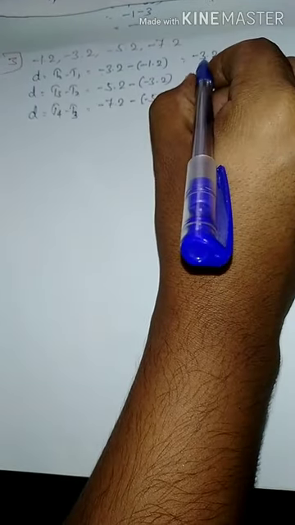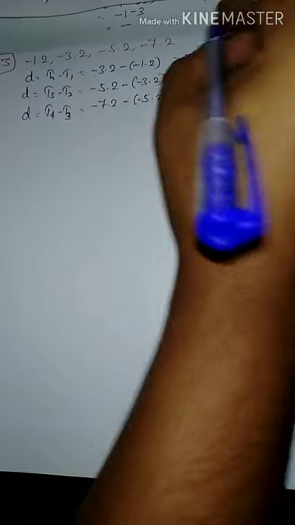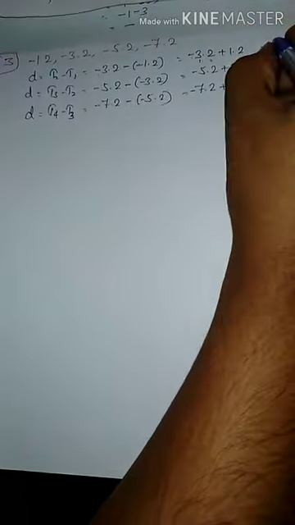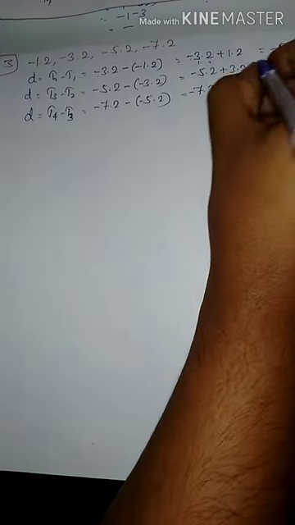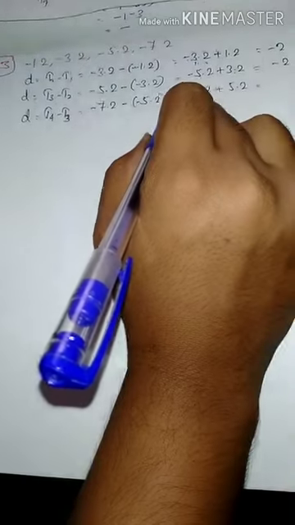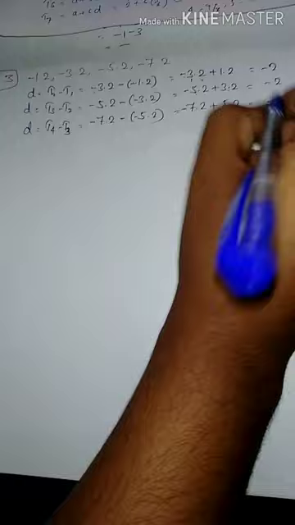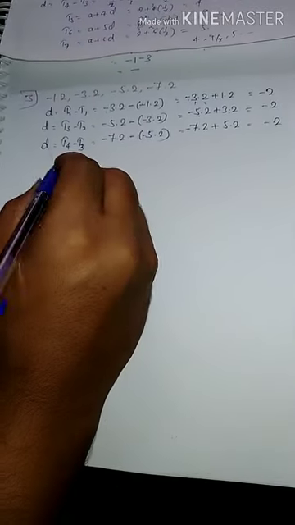So minus 3.2 plus 1.2, here it is minus and here it is plus, is equal to minus 2. And minus 5.2 plus 3.2 is minus 2. Minus 7.2 plus 5.2 is minus 2. Yes, the common difference is the same. The given progression is an arithmetic progression.